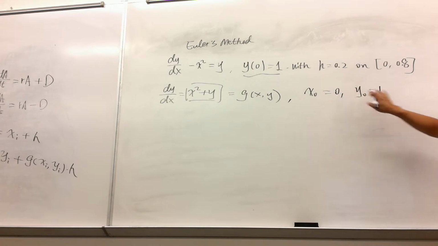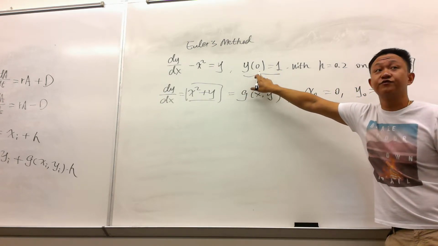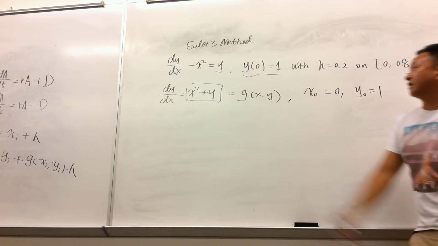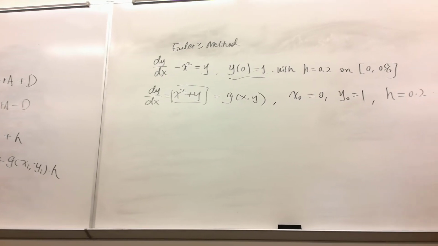Guys, these two conditions are from the initial condition: x equals 0, y equals 1. And then the step length h equals 0.2. It will be given directly. And then we are ready to do Euler's method. The first step, guys.